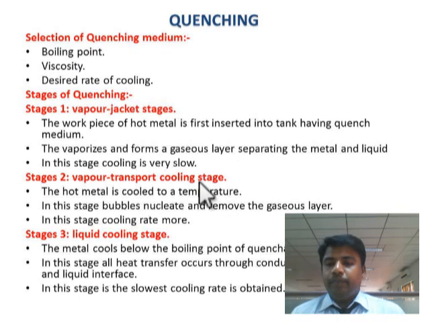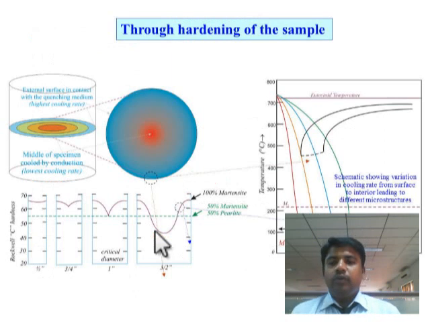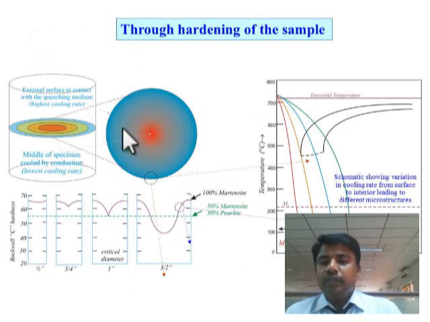Vapor transport cooling stage: here the vapor has all evaporated. Now the component touches the quenching medium and the temperature gets reduced. Now the liquid cooling stage: the medium and component reach the same temperature. Now you can see in the quenching medium, the outer surface is the surface of the component, and the center is at a higher temperature compared to the surface. This is what we call the temperature difference between the surface and the middle part of your component.